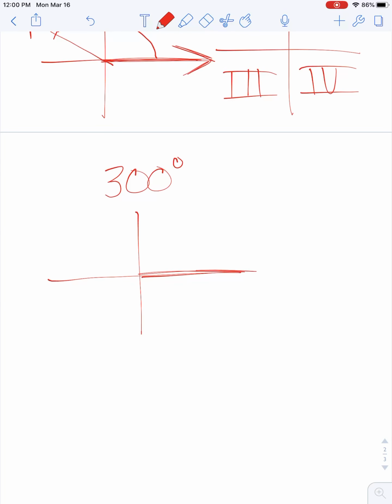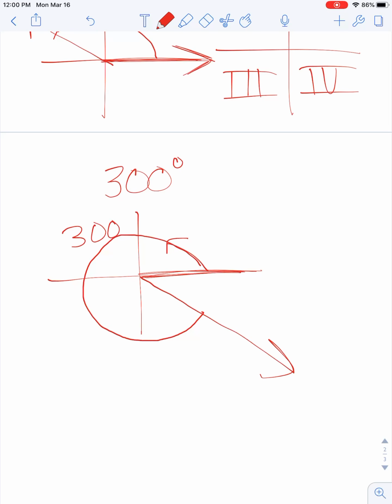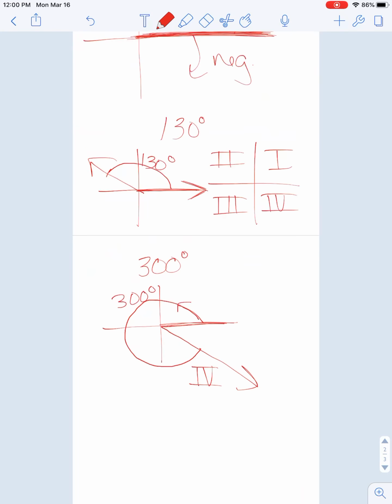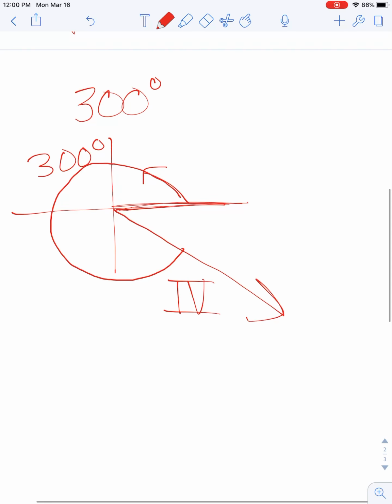I'm going to start here, and I'm going to rotate up and go around. So I'm going to rotate this way. I'm at 90. I'm at 180. I'm at 270. If I get all the way around, I'm at 360. I don't want to be that far around. I just want to be there. So there's my angle. That angle is 300 degrees, and it terminates, it stops in the fourth quadrant. Notice my language, terminates. Terminate means stop.